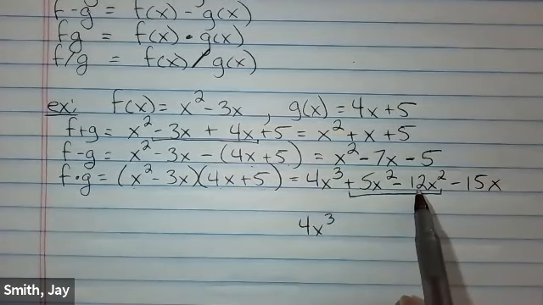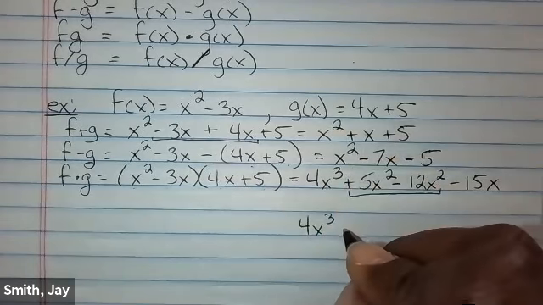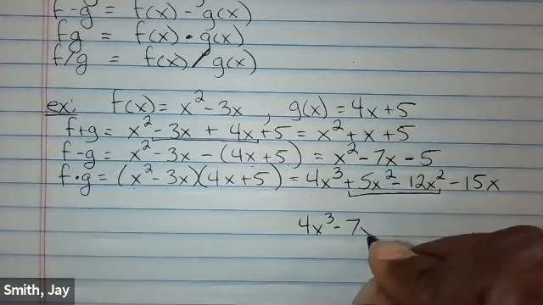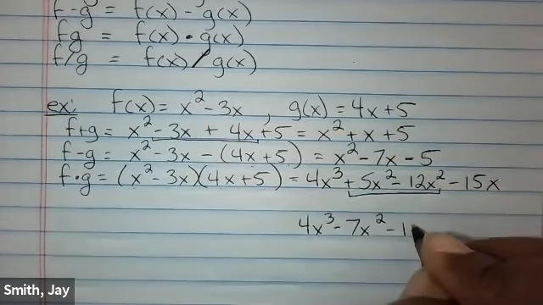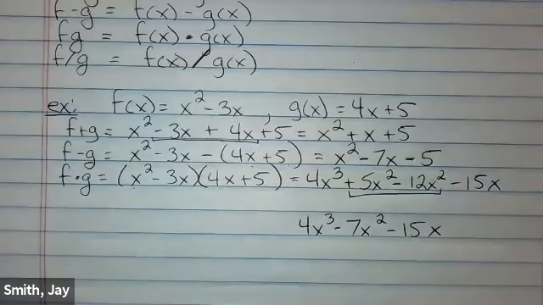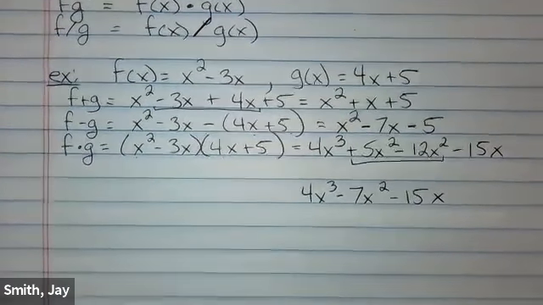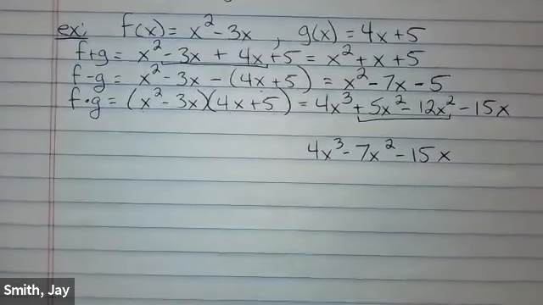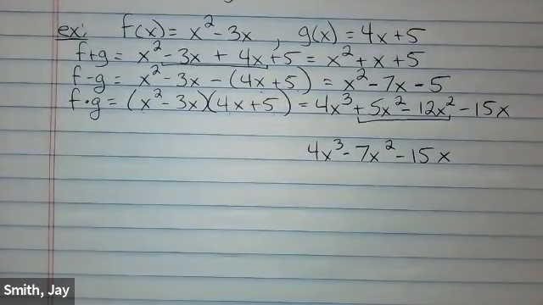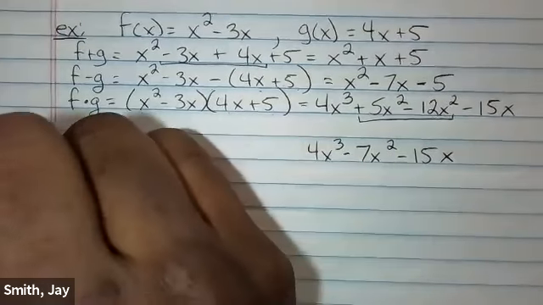Positive 5x squared and a negative 12x squared is going to give me a negative 7x squared. And we can bring down our negative 15x as a part of my answer. So f times g gives me the polynomial 4x cubed minus 7x squared minus 15x. All right, so we've handled f plus g, f minus g, and f times g. Last one is f divided by g.